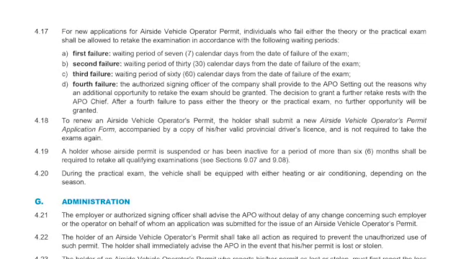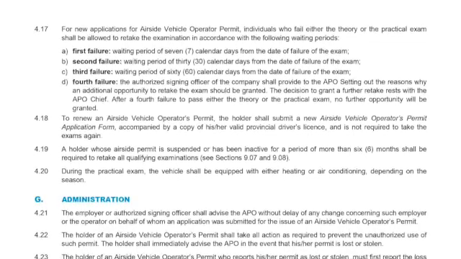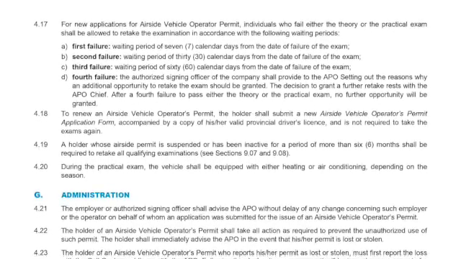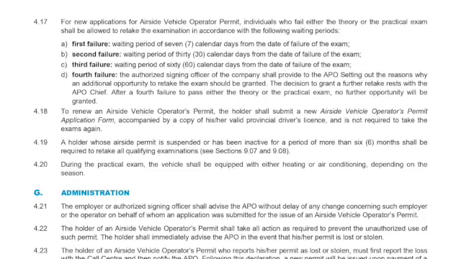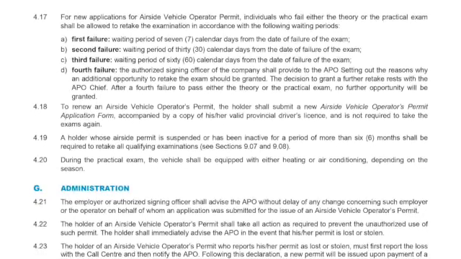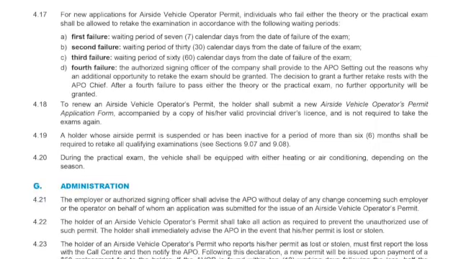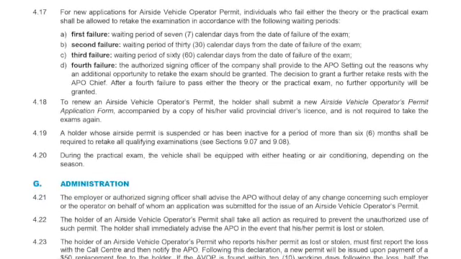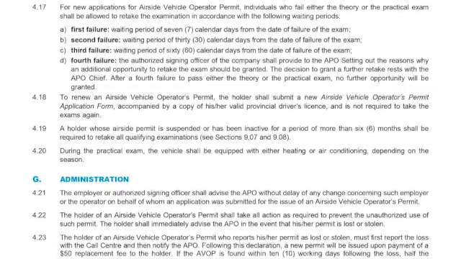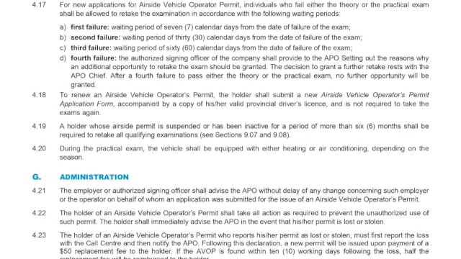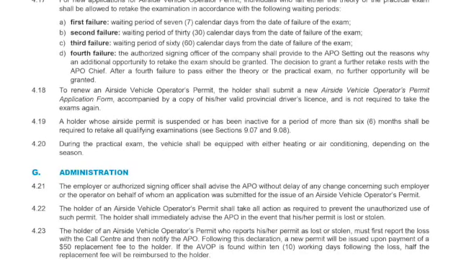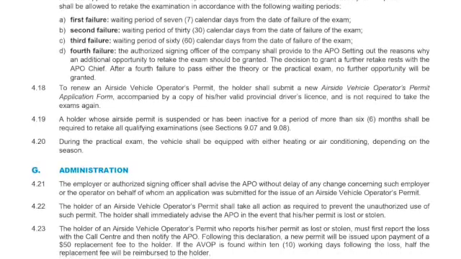18. To renew an airside vehicle operator's permit, the holder shall submit a new Airside Vehicle Operator's Permit application form, accompanied by a copy of his/her valid provincial driver's license, and is not required to take the exams again. 19. A holder whose Airside permit is suspended or has been inactive for a period of more than 6 months shall be required to retake all qualifying examinations, see sections 9.07 and 9.08. 20. During the practical exam, the vehicle shall be equipped with either heating or air conditioning, depending on the season.